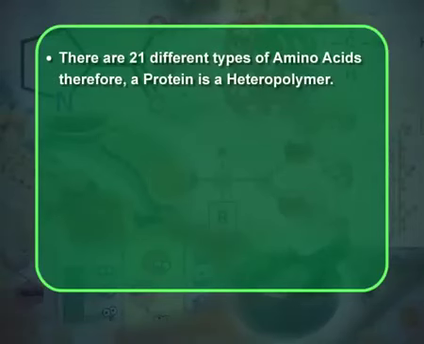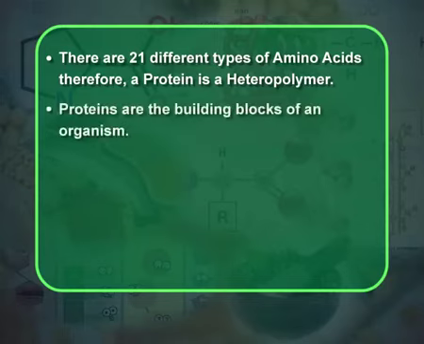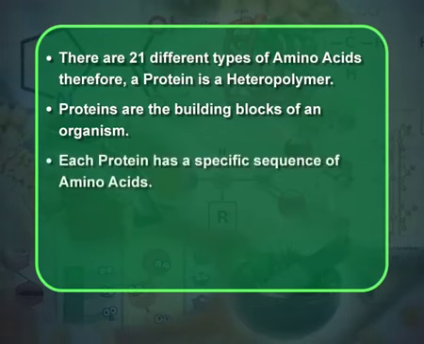Now, proteins are macromolecules which are polymers of amino acids. There are 21 different types of amino acids, therefore, a protein is a heteropolymer. Proteins are the building blocks of an organism, and each protein has a specific sequence of amino acids.